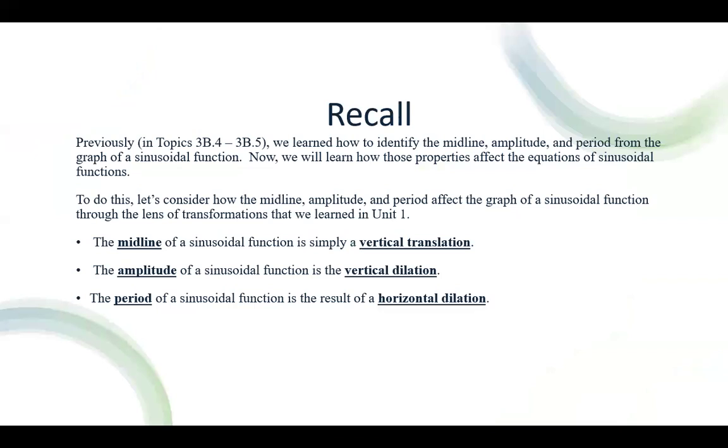All right. So again, hopefully you made the connection now that midline, amplitude, and period are things you already know. Your midline is just a vertical translation going up and down, right? Your amplitude is your vertical dilation. How much are you stretching or compressing vertically? And your period is just a horizontal dilation going left and right. And remember that our X's are liars. So if it says plus, we're actually going to the left. If it says minus, we're actually going to the right.